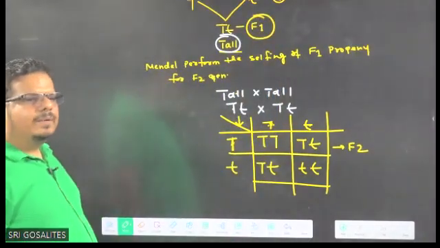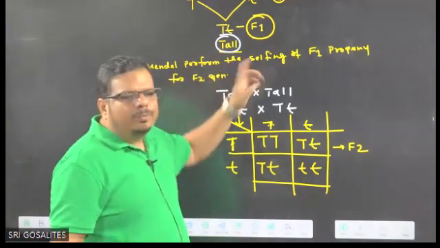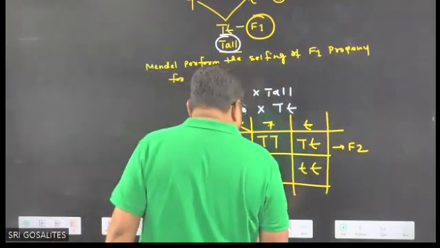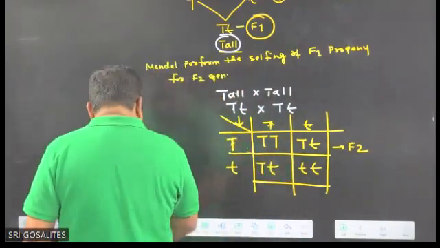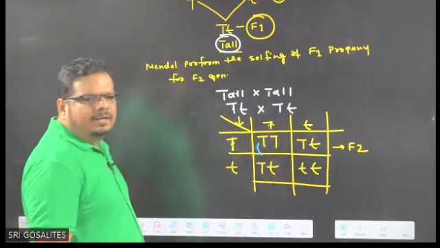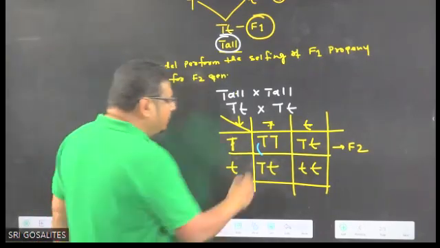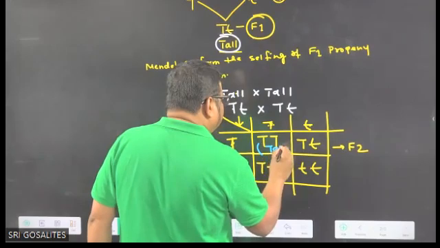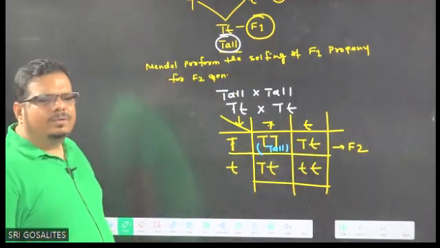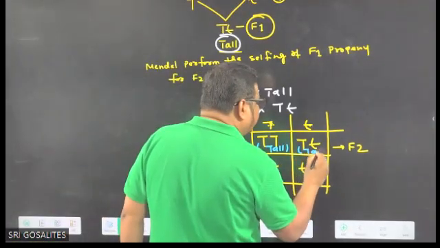What we reported in F1 generation? We reported in F1 generation all tall progeny came. And in F2 generation, what do we report? This progeny is what? Tall or dwarf? Capital T, capital T. Tall or dwarf? Capital T is tall. Very good. This capital T small t, what should I write? Capital T small t is also tall.